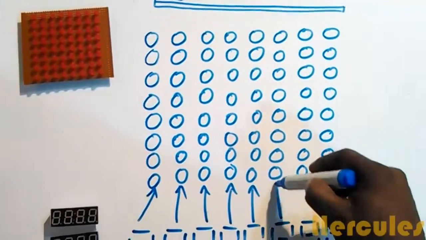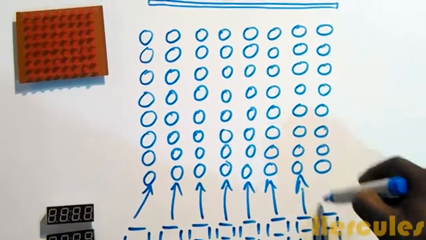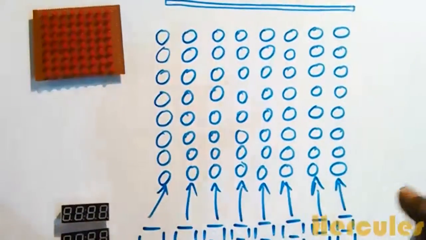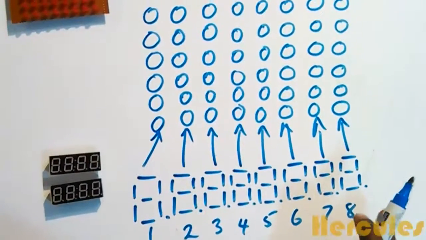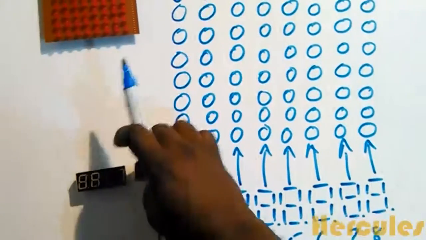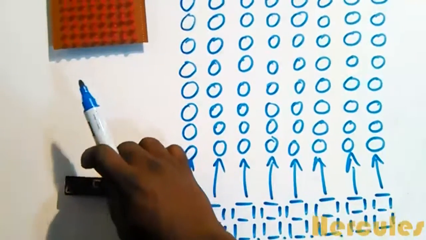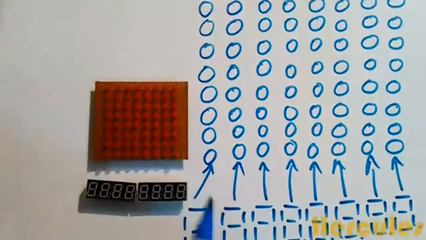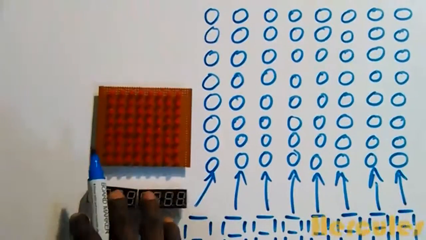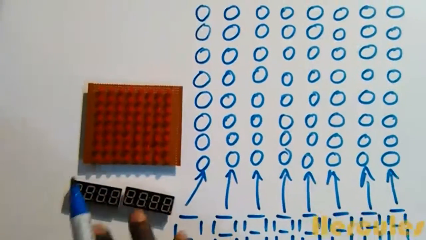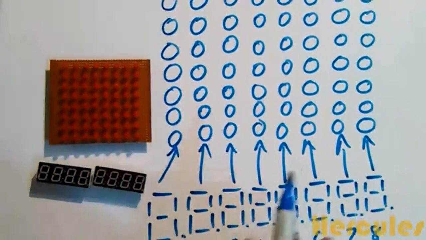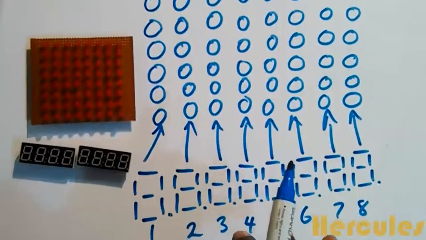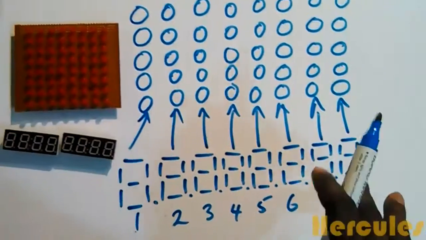So you can see that it means an 8 by 8 LED matrix is equivalent to using 8 7 segment units like we have here. So it's actually the same, and an 8 by 8 LED matrix is equivalent to 8 digits of 7 segment units.